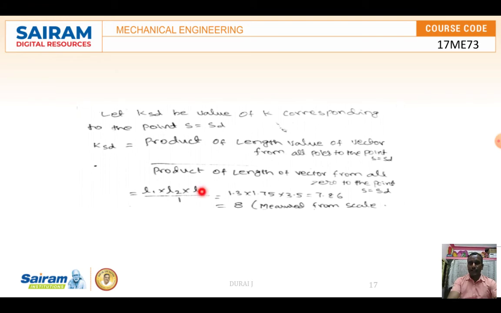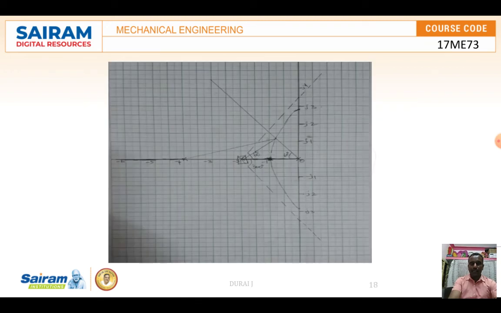Then we are going to find the K at SD value. So K is equal to the product of the lengths of the vectors from all the poles to the point S equal to SD, divided by the product of the lengths of the vectors from all the zeros to the point S equal to SD. So this will be equal to L1 into L2 into L3, which will become 7.86. I will show you how to get this value on the graph, okay.